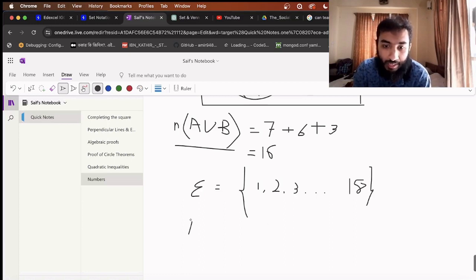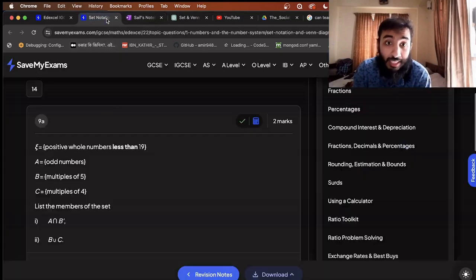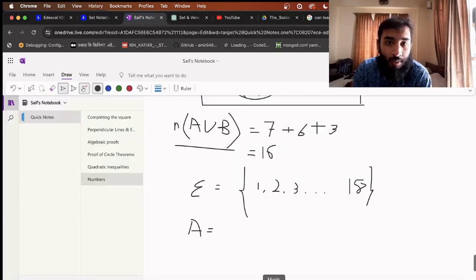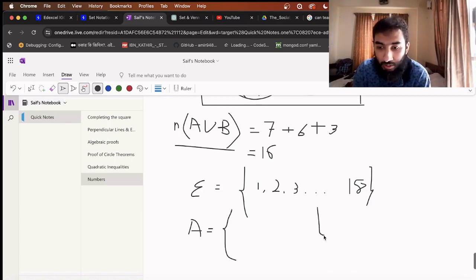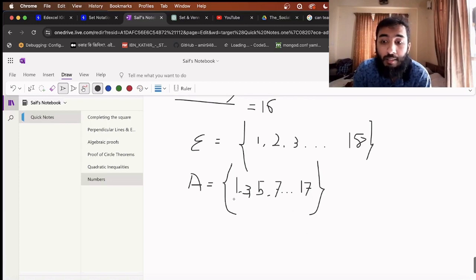So set A represents odd numbers. What are the odd numbers up to 18? 1, 3, 5, 7, up till 17. So this is the set of all the odd numbers up till 18.